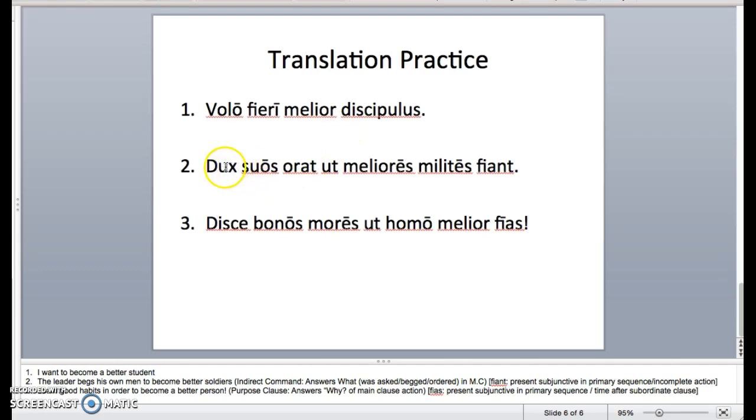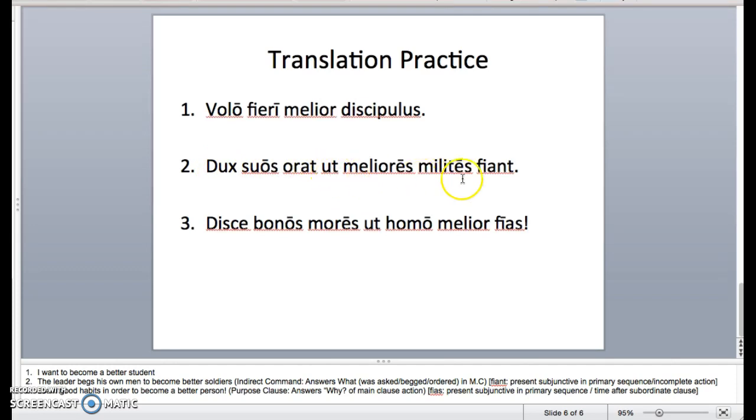All right, sentence number 2. You should remember to read the whole sentence, dux suos orat ut meliores milites fiant, before you try to translate. And if you do so, you'll notice that ut in the middle. You'll notice there's 2 main verbs, orat and fiant. And so hopefully you draw that line to separate the sentence between orat and ut. So you can do the first part in the beginning, make it easier for yourself. The leader begs his own what, you might ask? Well, you see it's a masculine ending, so we're probably going to supply men. The leader begs his own men.